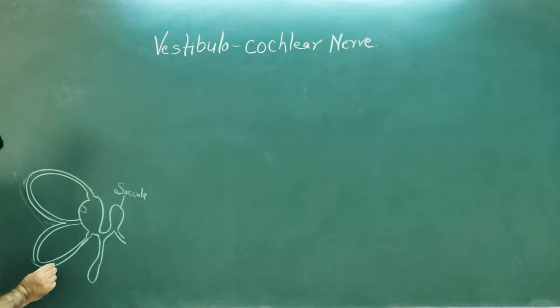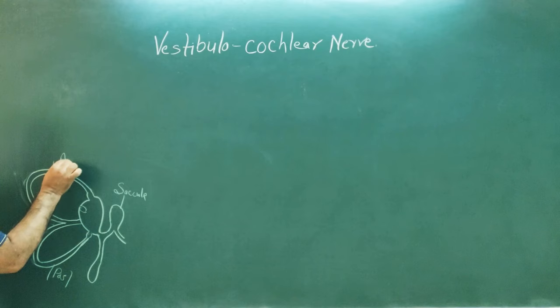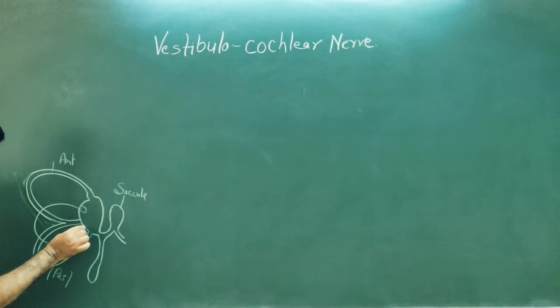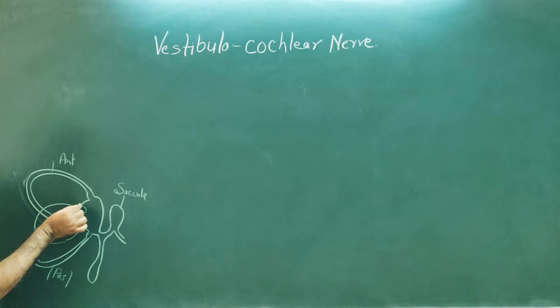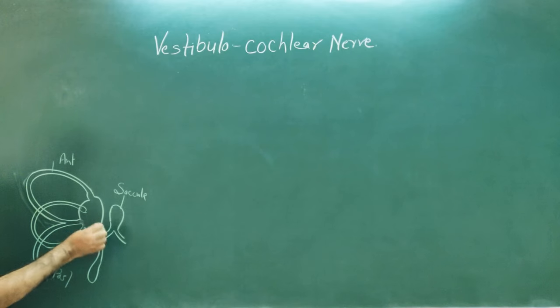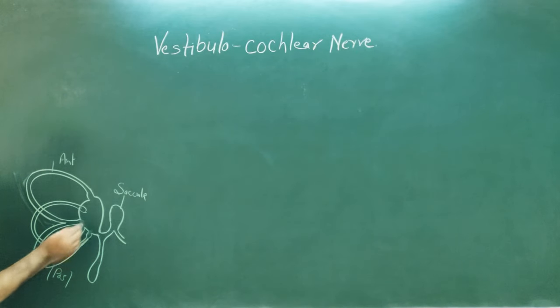This is the posterior semicircular canal. This is the anterior semicircular canal. And here is the lateral semicircular canal. This is the utricle.